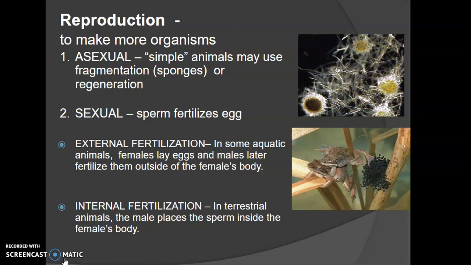But most animals reproduce sexually, and that involves sperm fertilizing egg. So it depends on where they live as to how that happens. In the picture you see of the frogs, the female lays her eggs right there in the water. The male comes along and releases sperm right on top of the eggs. He doesn't put the sperm in her body, so the fertilization, sperm meets egg, outside the female's body. Internal fertilization is, of course, when the male puts the sperm inside the female's body, which is the way humans carry out fertilization.